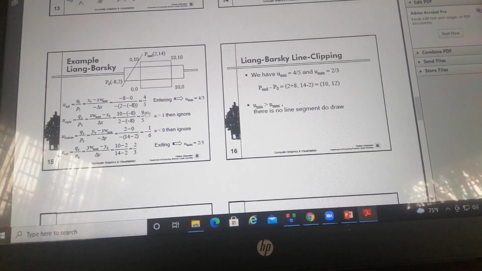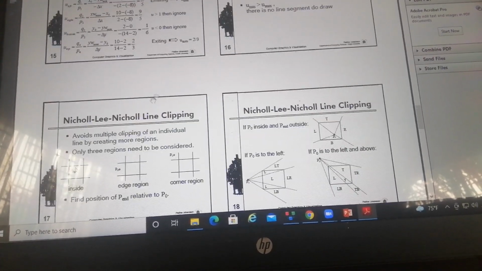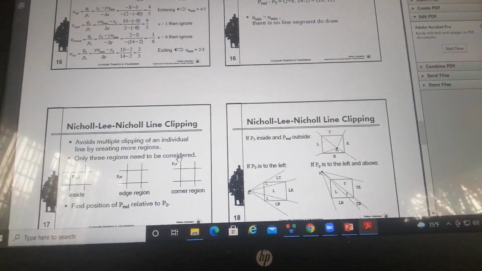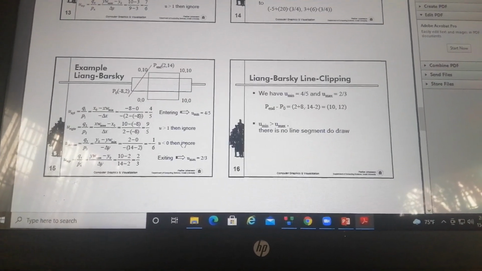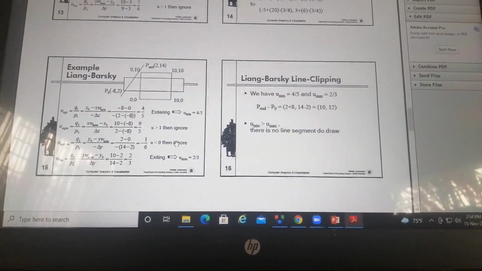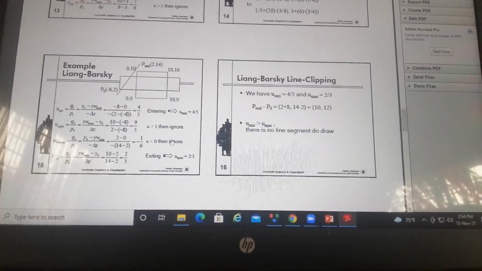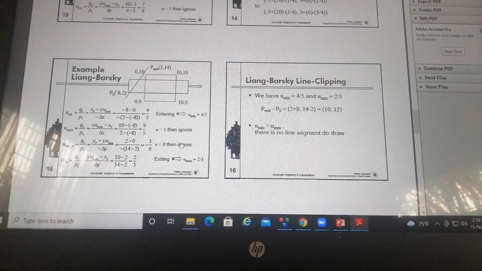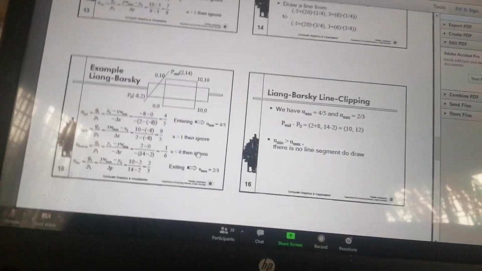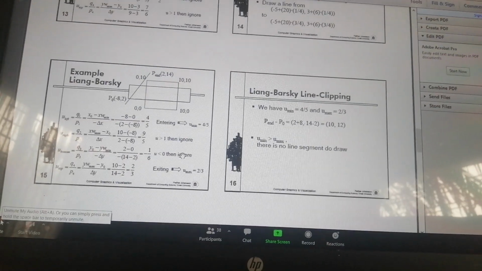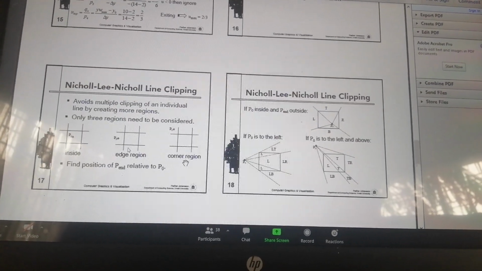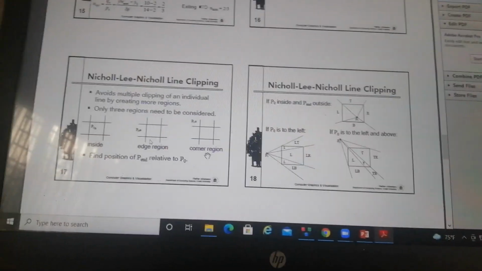So this is another example. You can walk through that one, and we will talk about the Nicol-Lee-Nicol algorithm in our next class. Okay. So do you have any questions? No, sir. Okay, let's finish the Nicol-Lee-Nicol today. That's pretty easy.